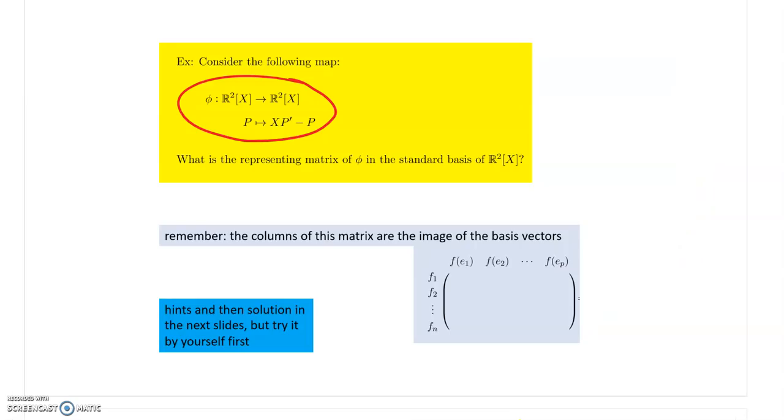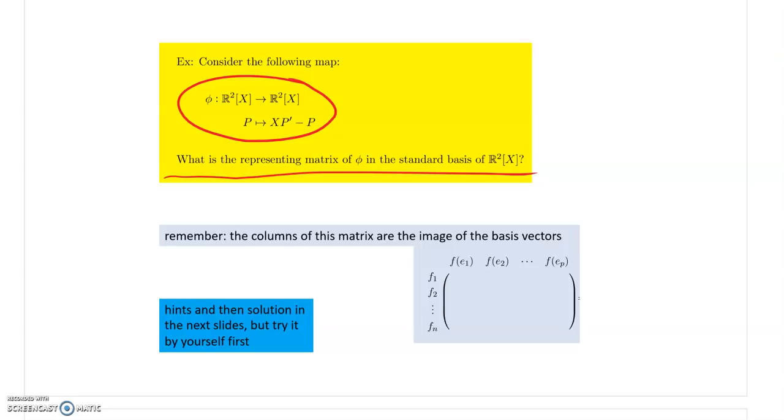Okay, so now we can treat the following example. So we've got a map phi, which is defined from R2[x] as its domain, with codomain also R2[x], meaning polynomials of degree at most 2, and it takes a polynomial p of degree at most 2 and associates the polynomial given by x times p prime minus p. Okay, and the question is: find the representing matrix of phi in the standard basis of R2[x].